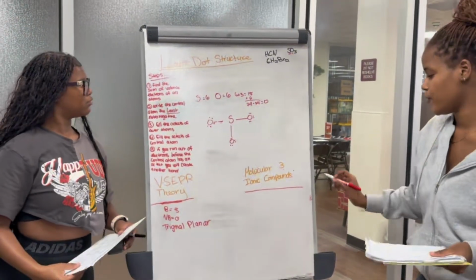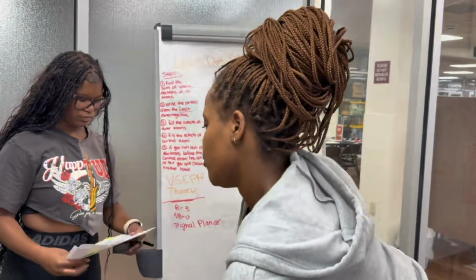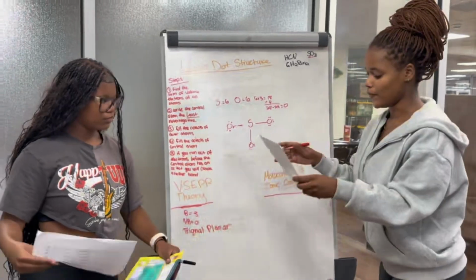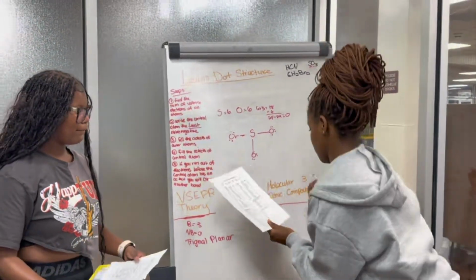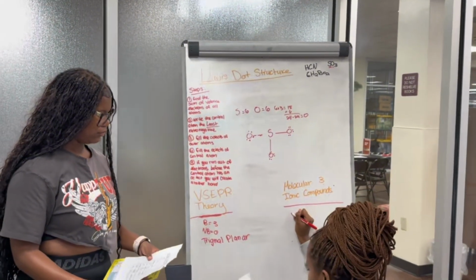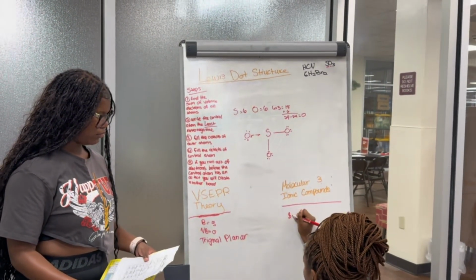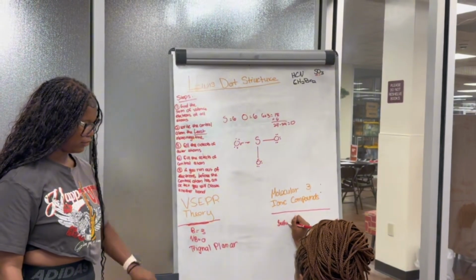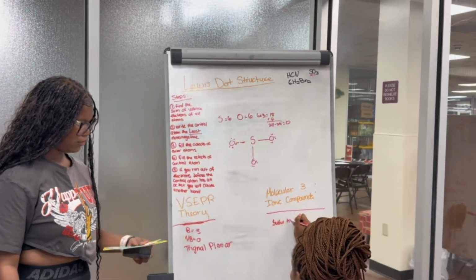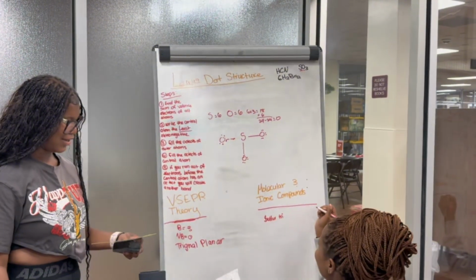Okay. And now for this one, to name it, we will look at the paper, and since it's 3, we will have... Oh, can you spell that? SULFU. And oxide.